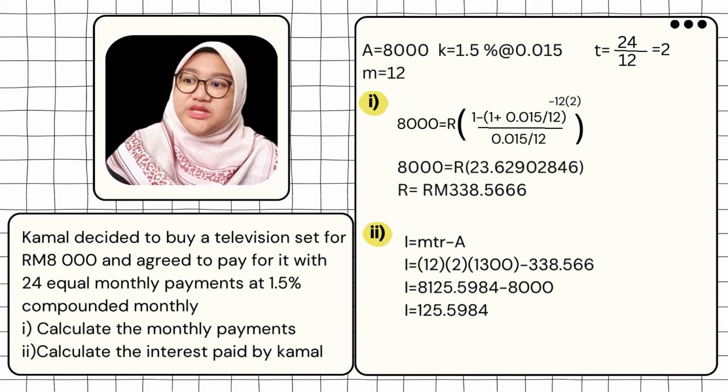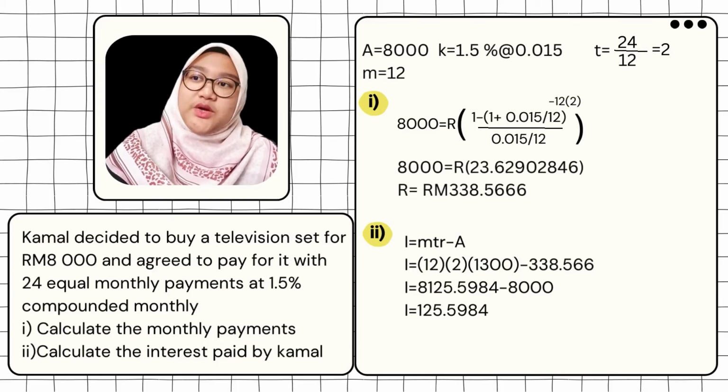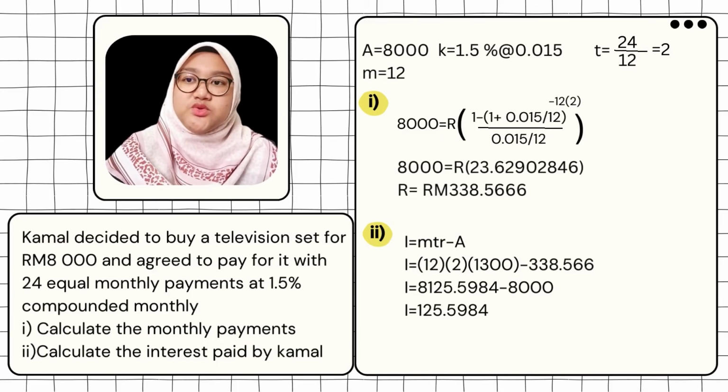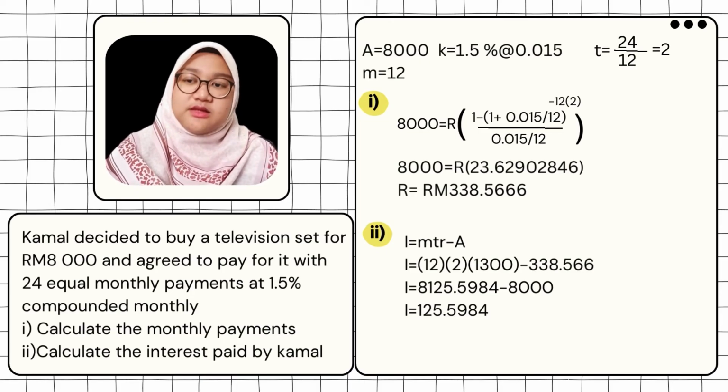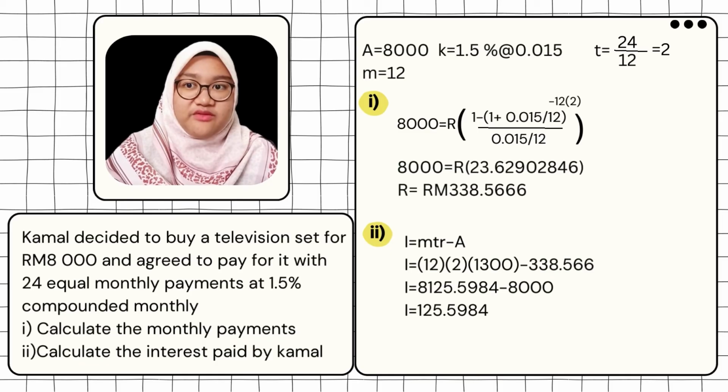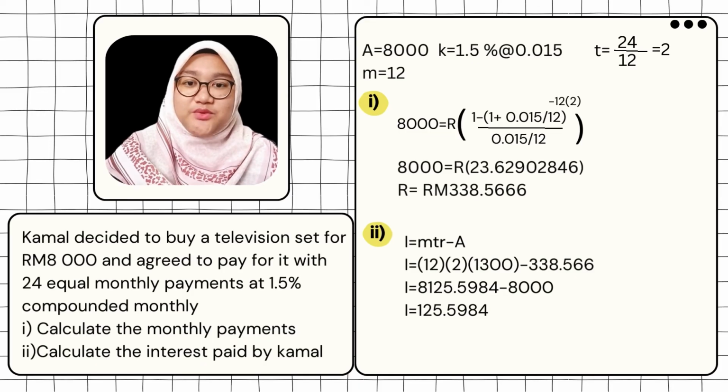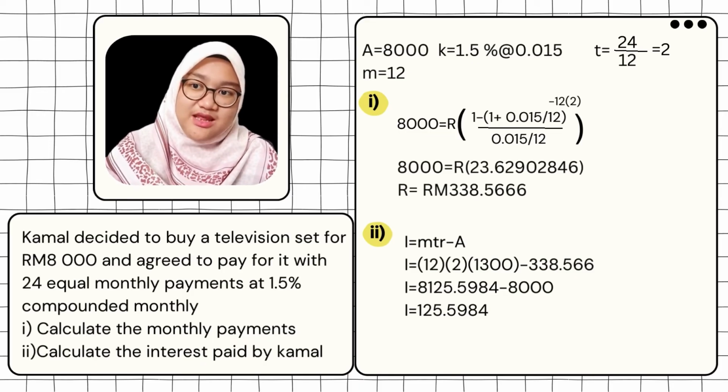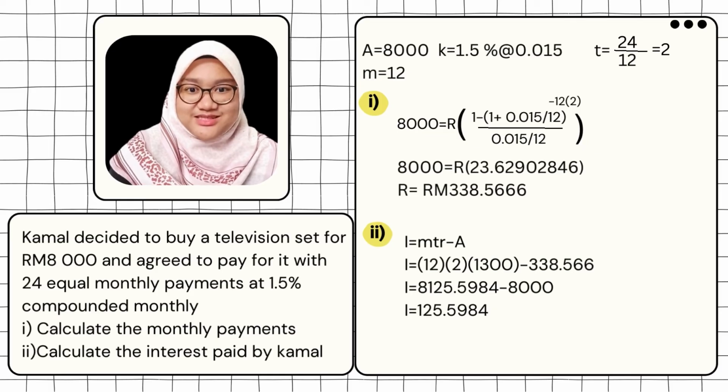It says that you need to calculate the monthly payment. So to calculate the monthly payment, you need to use the present value formula. A is 8,000 ringgit, K is 1.5% or 0.015, M is 12, and for T, you need to divide: 24 divided by 12, so you'll get the answer 2 years. So you just need to insert all of the values into the formula, and the answer that you will get is 338 ringgit and 5666 cents.